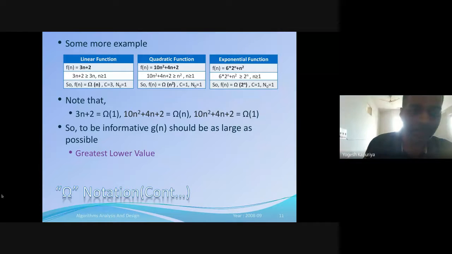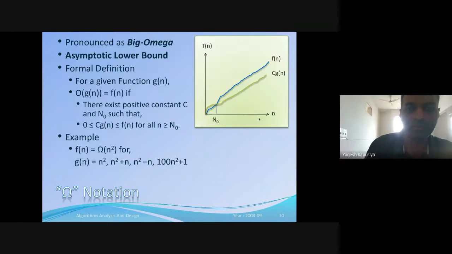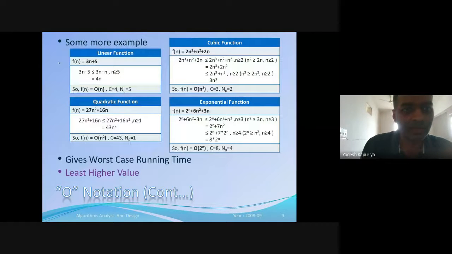And that's what we have written over here, that when you are given 3n plus 2, 3n plus 2 is also big omega 1, this is also big omega n, and this is also big omega 1, similar to this one. This 3n plus 5 is also big O of n square, because n square is always going to be greater than 3n plus 5 for some value of c and n0. It can be also n cube, it can be n raised to 4, it can be anything.